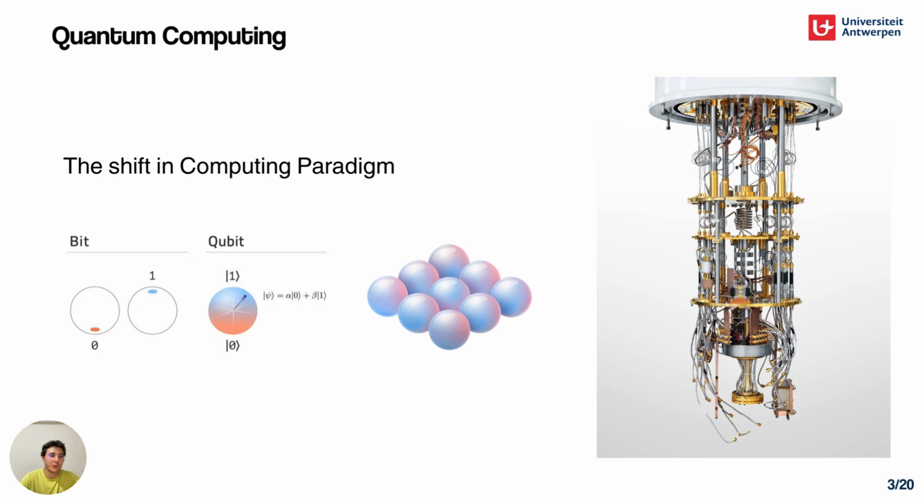What is quantum computing? There's a big shift in the computing paradigm nowadays. Classical computers work on bits, which are zeros or ones, but quantum computers use some phenomena from quantum mechanics, for example, the superposition principle. Quantum computers run on qubits, which represent one and zero simultaneously with some probabilities, thanks to the superposition principle.